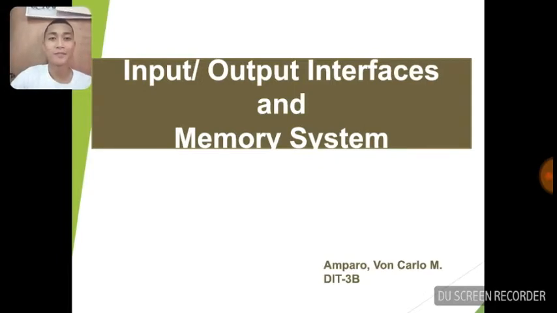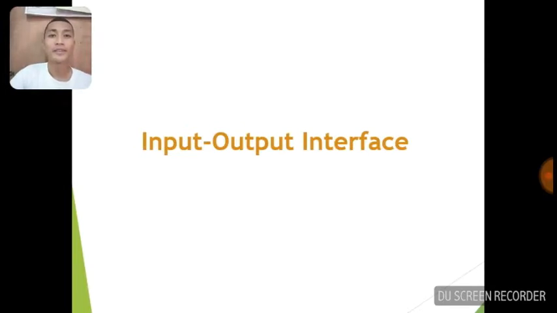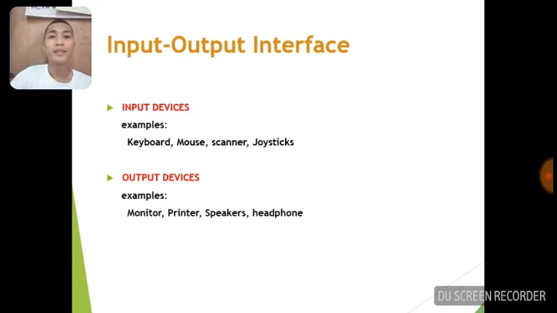So let's start. Input-output interface provides a method for transferring information between storage and external input-output devices. Input devices are pieces of computer hardware equipment used to provide data and control signals to an information processing system such as a computer or information appliances. Some examples of input devices are keyboard, mouse, scanner, and joystick.